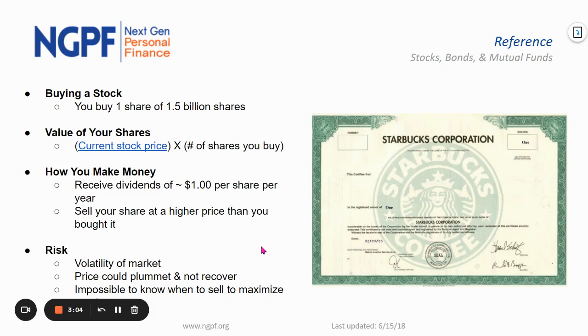The stock market, as you know, goes up and down. It's kind of like a roller coaster. So we call that volatility. And the price could go down and maybe never come back up, which means you'll never be able to sell it for a profit. And it is really impossible to know when is the best time to buy and sell. If anybody ever tells you that they know when to buy and sell stocks, they are lying to you, and you should walk the other direction.